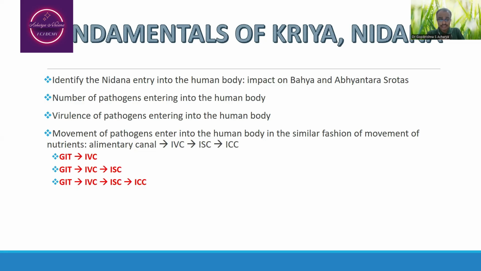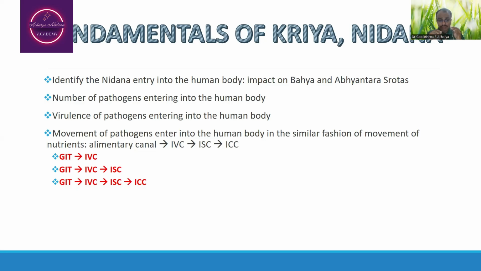As we have discussed here, the movement of the pathogens can happen from the alimentary canal into the intravascular compartment, from the intravascular compartment into the interstitial compartment, from the interstitial compartment to the intracellular compartment. All these are responsible for the typical clinical manifestation. For example, when the person is having the entry of pathogen from the alimentary canal into the intravascular compartment, the person may show only the symptoms related to the intravascular compartment itself. For example, the presence of fever, etc.